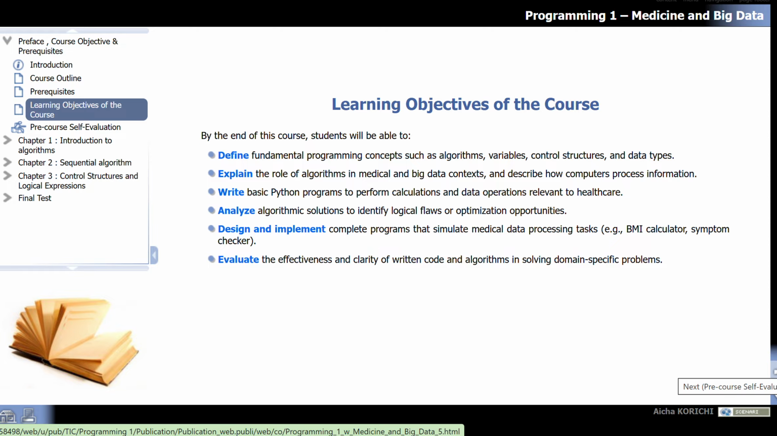So, the objective of our course is to define the fundamental programming concepts, explain the role of algorithm, write basic Python programs, analyze algorithm solutions, design and implement complex program, and evaluate the effectiveness and the clarity of written code and algorithm in solving domain-specific problem.